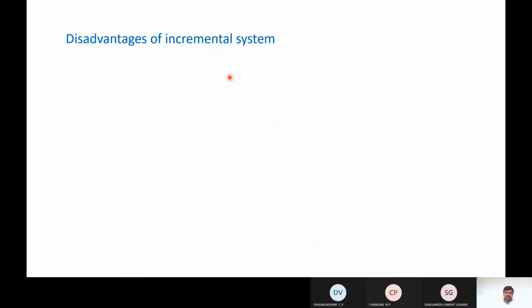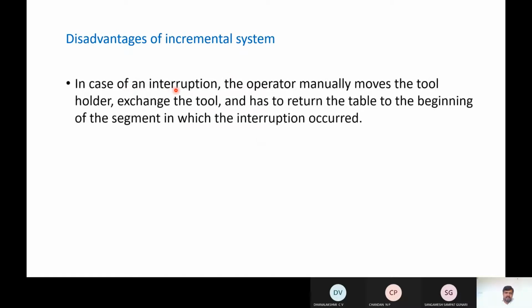Disadvantages of incremental system. In case of an interruption, because of various reasons, if you need to stop when the program is running, the operator manually moves the tool holder, exchanges the tool, and has to return the table to the beginning of the segment in which the interruption occurred. So this is a problem. Since you are manually moving the tool, you cannot move to the previous segment exactly. Because of that reason, you should start from the beginning once again.